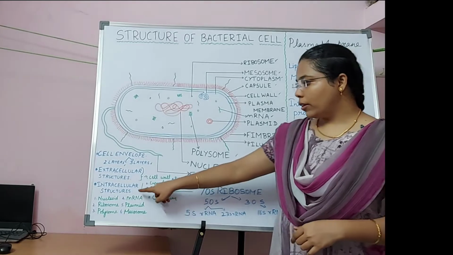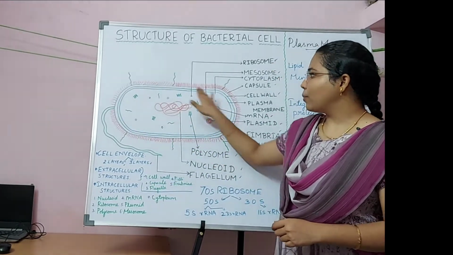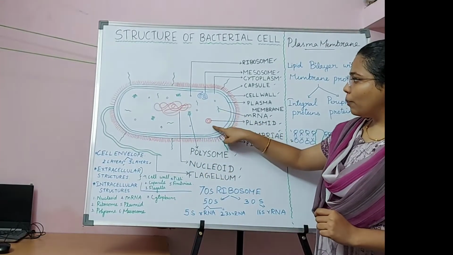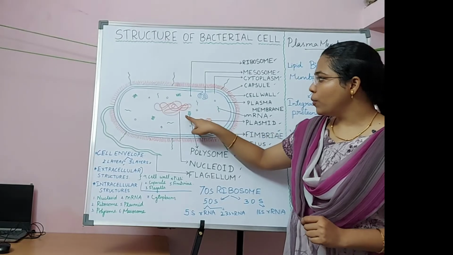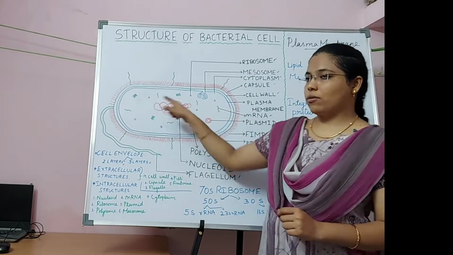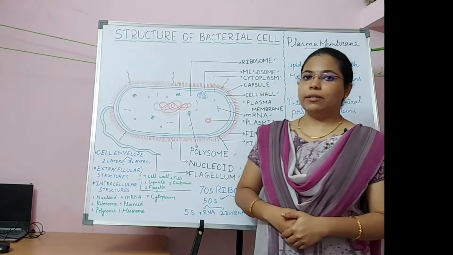Now moving on to the intracellular structure, everything that is present inside the plasma membrane indicates intracellular structure. Example, mRNA, plasmid, mesosome, ribosome, polysomes, nucleoid and cytoplasm. This empty space is called cytoplasm. These are the structures that are present inside the bacterial cell.